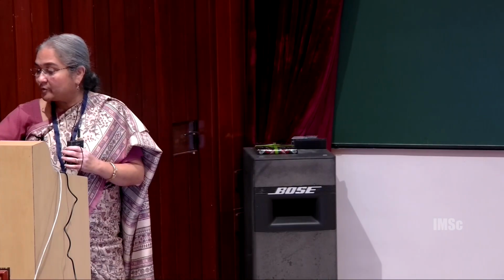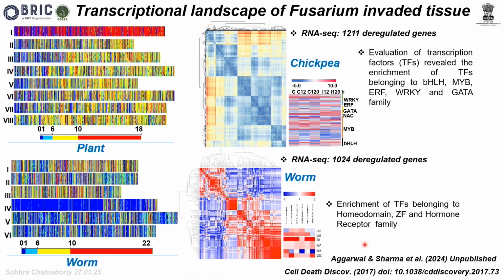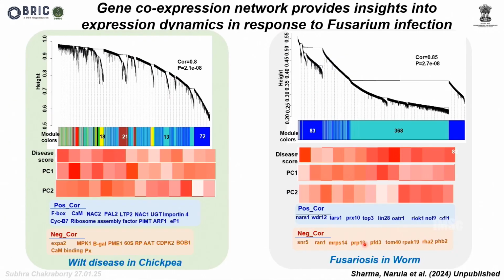What happens then, the next question, in the case of C. elegans? In C. elegans we have 6 chromosomes, and the deregulation is mostly on chromosome 2 and chromosome 3. However, surprisingly, in the animal it is not the BHLH or the MYB transcription factor, but the homeodomain, ZF and hormone receptor families. So even if it is the same pathogen, in the plant and in the animal there is a divergence of the transcription factor families which mitigate the whole problem. That is the first interesting point that we understood.